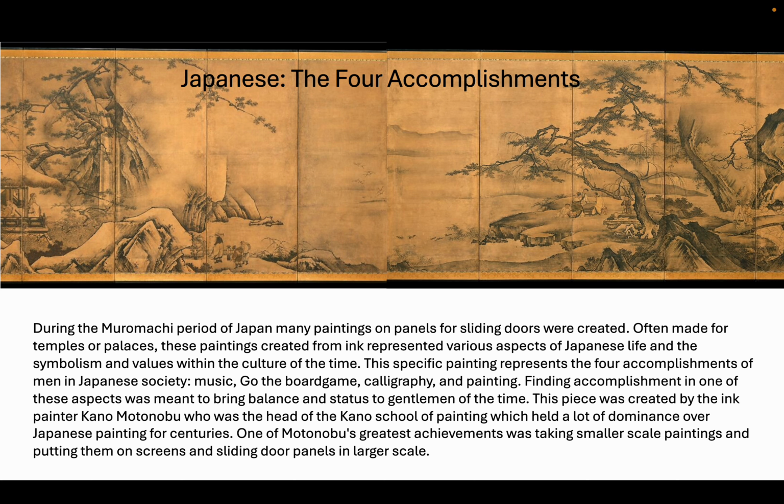This painting was created from ink and represented the four accomplishments of gentlemen in Japanese society, which were music, the board game Go, calligraphy, and painting. These were seen as noble pursuits within the community and the culture during this time. Finding accomplishment in one of these aspects was meant to bring balance and status to the gentleman of the time, which is represented in the painting.